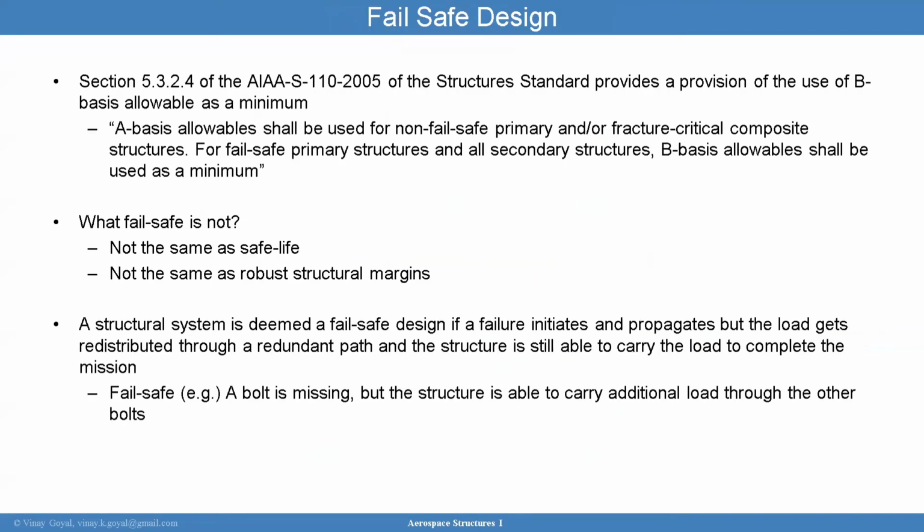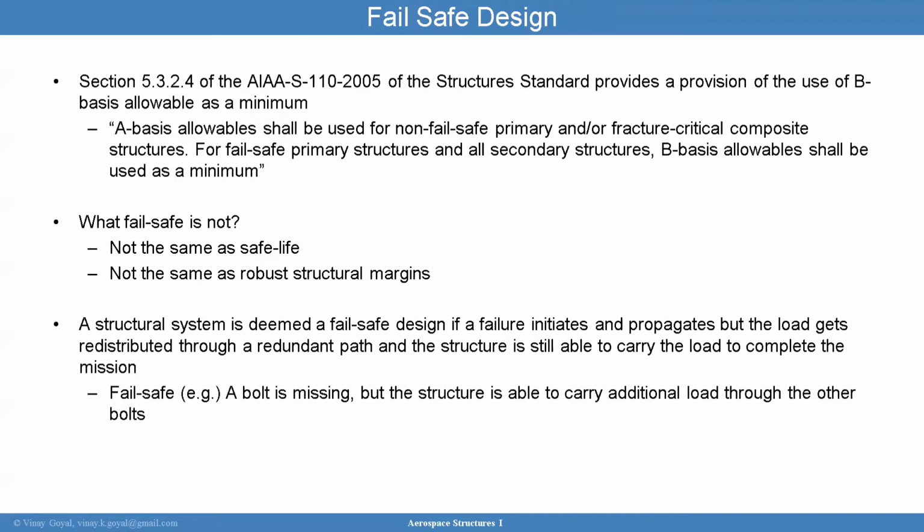So if I look at a fail-safe design, that's one of the aspects that is important to understand. Section 5.3.2.4 of the AISS 110, which governs launch vehicle and spacecraft designs in general, provides a provision for the use of the B-basis allowable. And B-basis allowable is really used in situations where you have a fail-safe design. So what do I mean by fail-safe design?